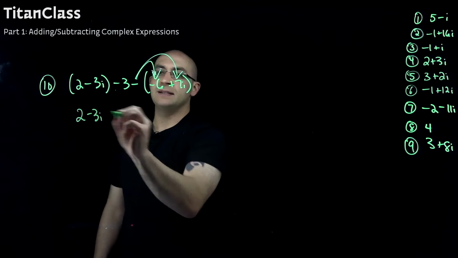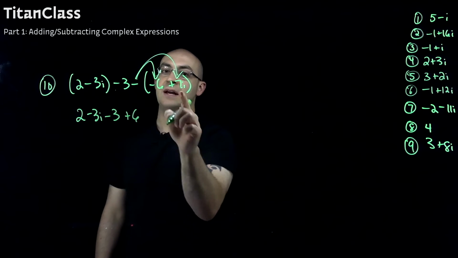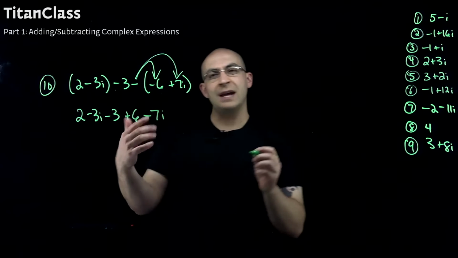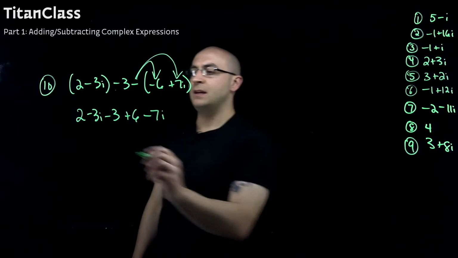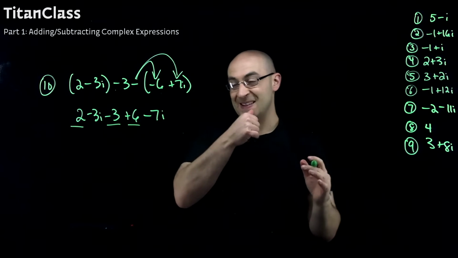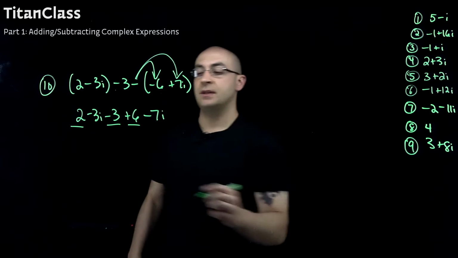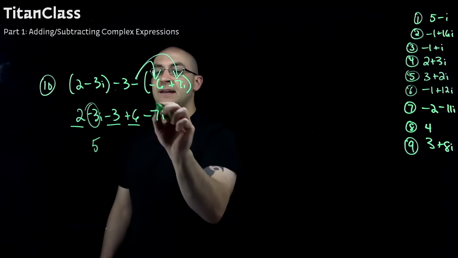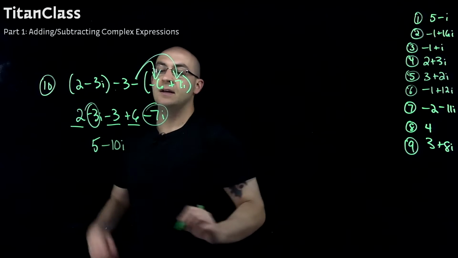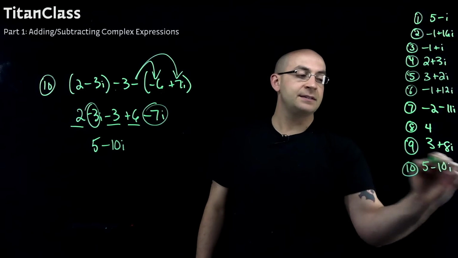2 minus 3i does not change. The minus 3 does not change. But this is going to be a positive 6, and that's going to be a minus 7i. Now I'm going to combine like terms. When you get more than like 3 or 4 terms here, it might be a good idea to start underlining stuff and like boxing and circling if you need to. 2 minus 3 is negative 1. Negative 1 plus 6 is 5. And then I've got a negative 3i and a negative 7i. Combining those gives me a negative 10i. So final answer here for number 10 is going to be 5 minus 10i.